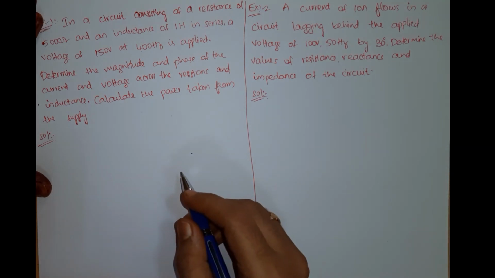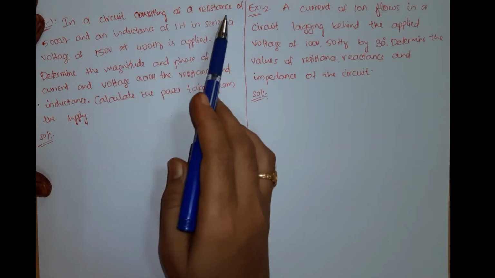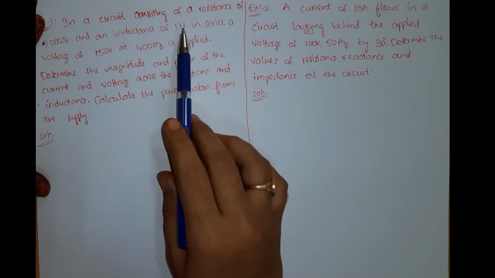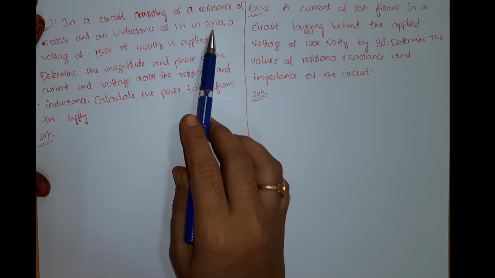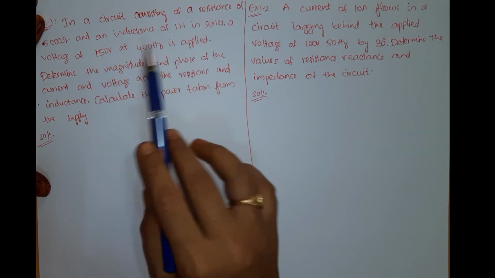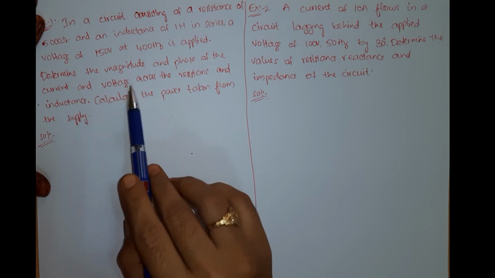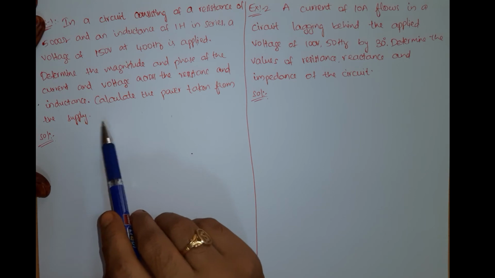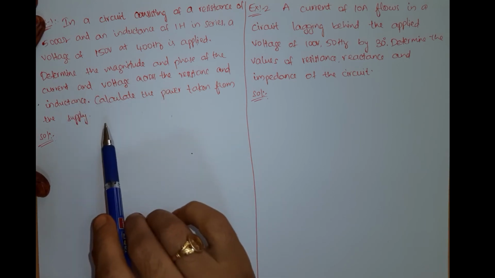So here it is given that in a circuit consisting of a resistance of 5000 ohms and inductance of 1 Henry in series, a voltage of 150 volts at 400 Hz is applied. Determine the magnitude and phase of the current and voltage across the resistance and inductance. Calculate power taken from the supply. So these are the parameters that we have to find out.